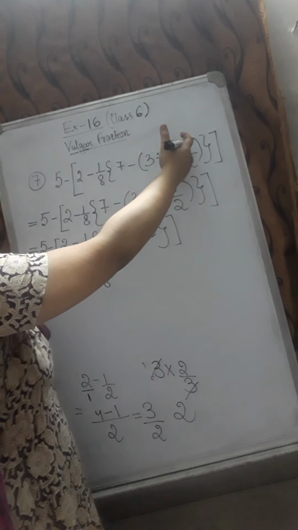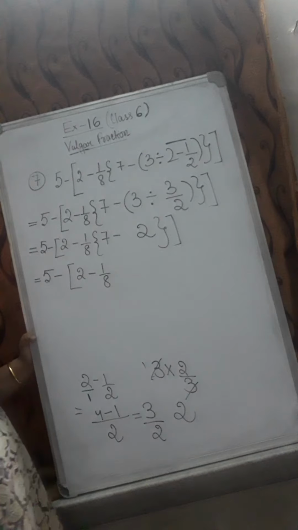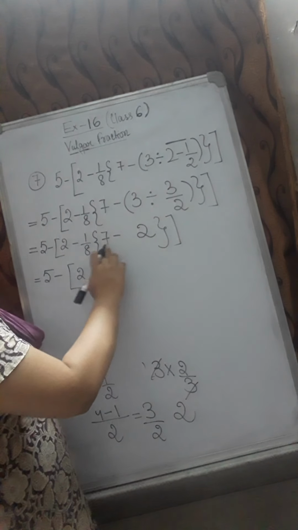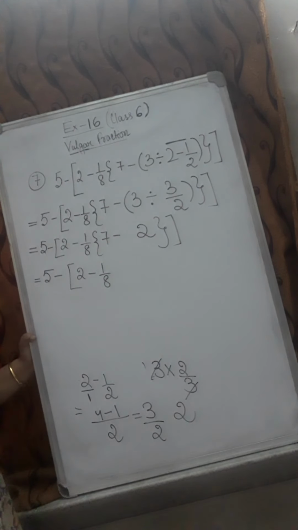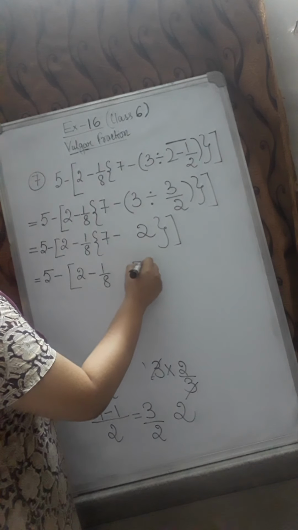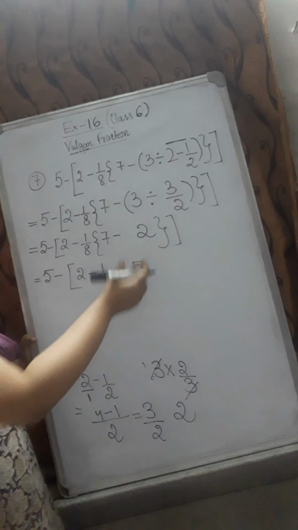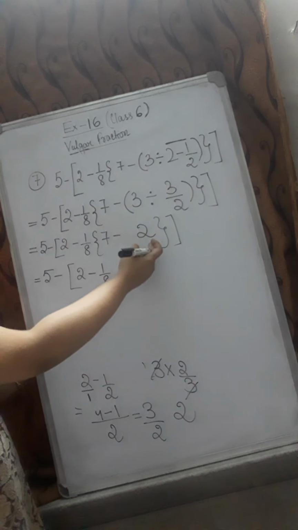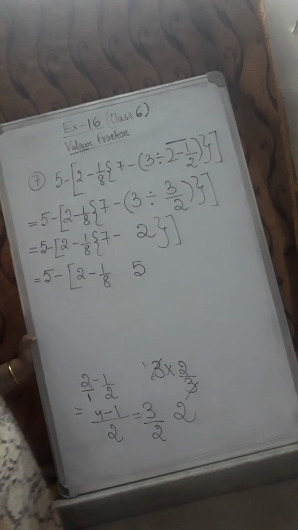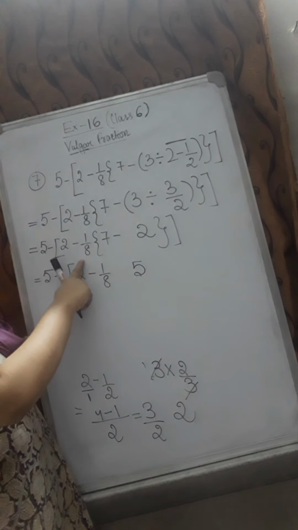So first we have solved the bar bracket, then the first bracket, and now we have to solve the second bracket. What is given over here? 7 minus 2, which is very easy. You know the result is 5. But you don't put any more brackets, because you have already solved whatever was inside the second bracket. But you can see that before the start of the bracket, what is the number given?